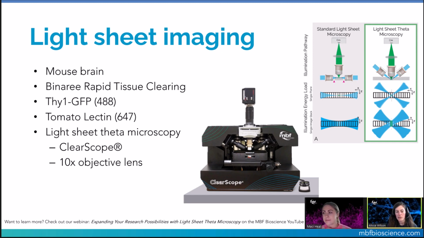This brain was cleared using binary rapid tissue clearing, and this image was acquired using ClearScope, which is our light sheet theta microscope. The light sheet theta technology uses dual illumination pathways that are oblique to the specimen and detection pathways, enabling imaging of thick tissue specimens over a large lateral area at high optical resolutions while maintaining fast imaging speed, high imaging quality, and low photo bleaching.